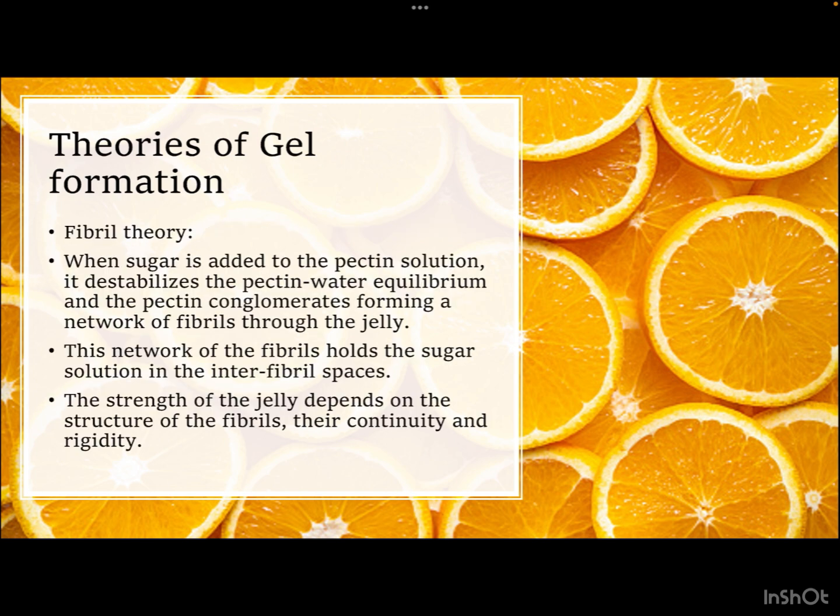The first theory in the line is fibril theory. It states that when sugar is added to the pectin solution, it destabilizes the pectin water equilibrium and the pectin conglomerates, forming a network of fibrils throughout the jelly. That means pectin and water are mutually in equilibrium with each other, and once sugar is added, it breaks through the equilibrium, and this leads to the coming out of pectin molecules from the reaction mixture.